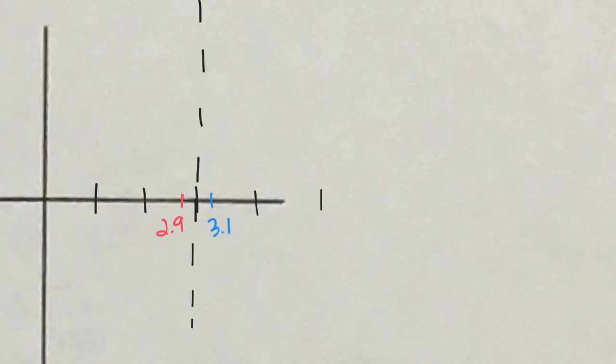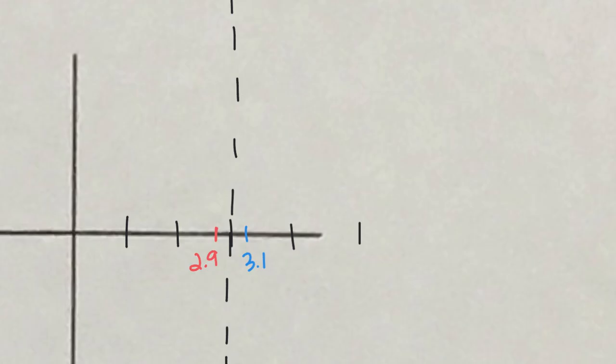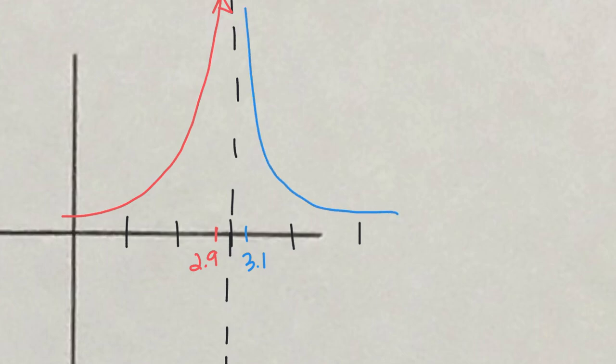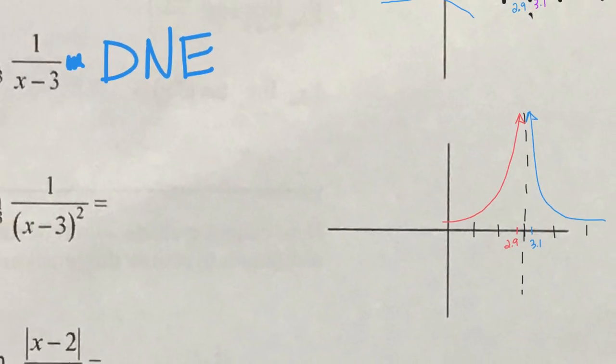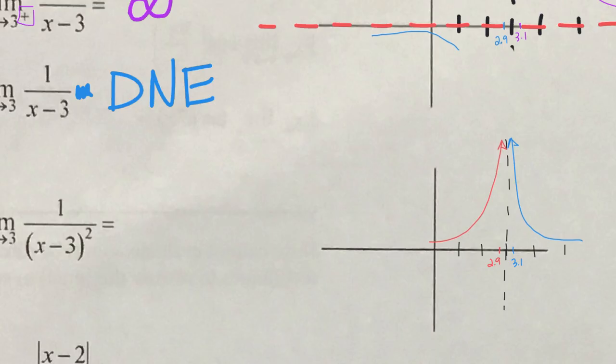So on the left side of our asymptote, the graph is going to go up to infinity. And then also on the right side of our asymptote, the graph is going to go up to positive infinity. So if both of our left side and my right side are going to the same spot, positive infinity, that means the limit as x approaches 3 is going to be positive infinity. Okay? So in order for a limit to exist, the left side and the right side have to go to the same place. In this case, positive infinity.